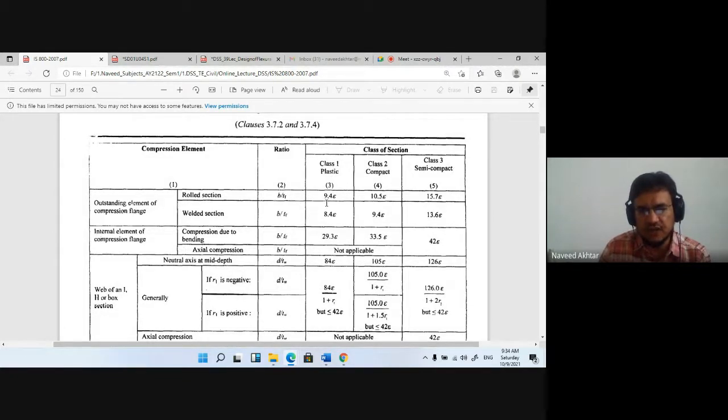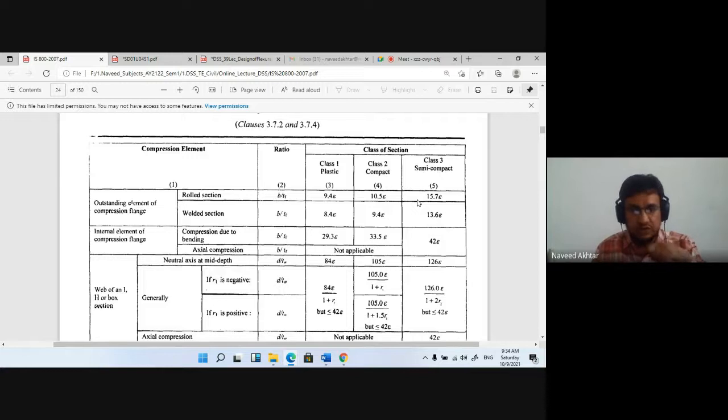These are the limiting values. If the B by TF ratio is less than 9.48, it is class 1 plastic. If the B by TF ratio is between 9.48 and 10.5, it means that it is class 2 compact, and if the B by TF value is between 10.5 and 15.7, then that is the limit of semi-compact.